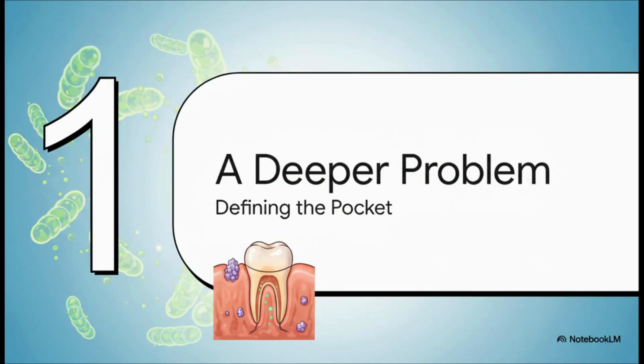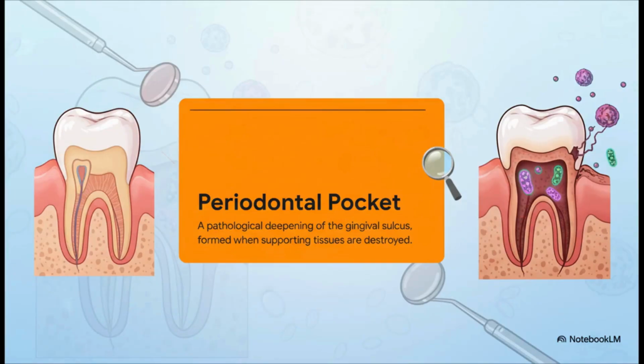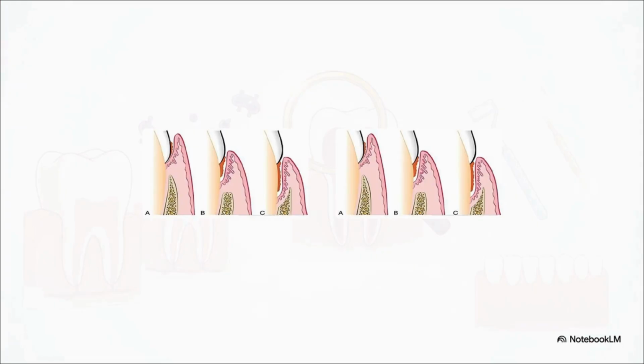What is it that turns a normal, healthy gum sulcus into a serious problem? So here's the absolute key. A periodontal pocket isn't just a deep space, it's a diseased deepening. This happens when the very tissues holding your tooth in place, the bone and the ligaments, are destroyed. That destruction causes the biological seal around the tooth, called the junctional epithelium, to basically peel away and start creeping down the root. And this slide illustrates that difference perfectly.